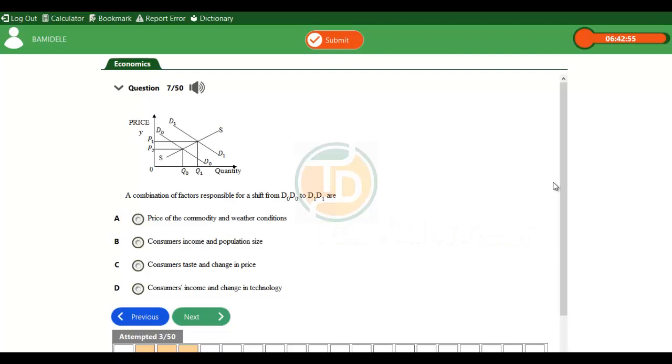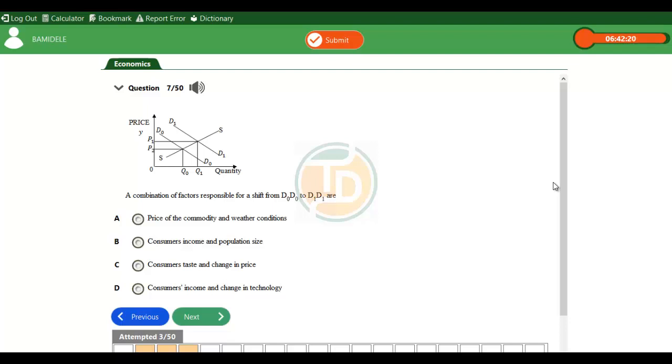Option B, consumers' income and population size. Consumers' income and population size are factors that affect demand, and they can cause change in demand. They cannot cause change in quantity demanded. Option C talks about consumers' taste and change in price. Consumers' taste and change in price are factors that influence demand, but consumers' taste can only cause change in demand, while change in price can only cause change in quantity demanded.